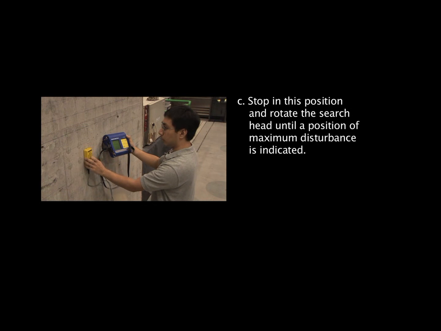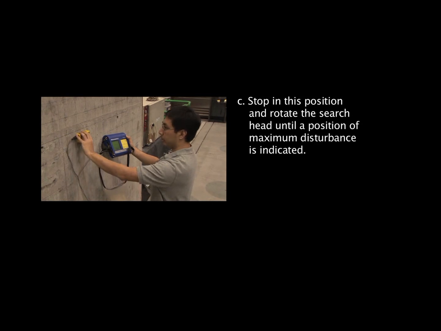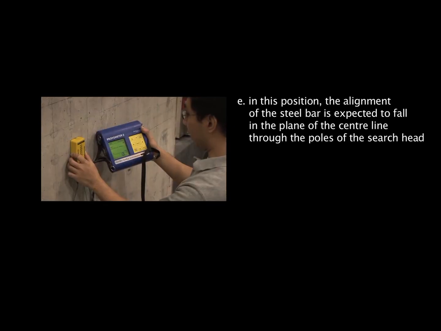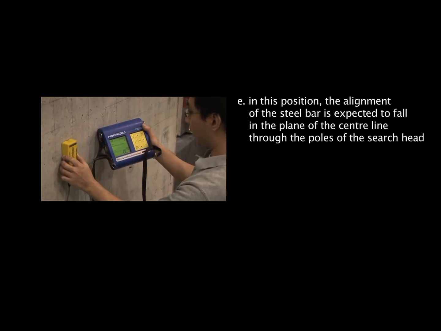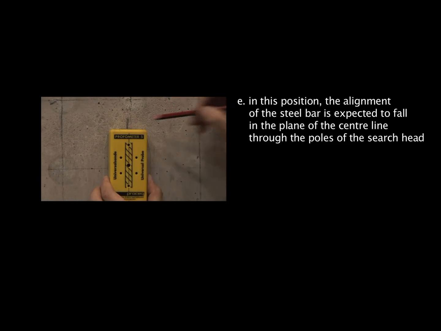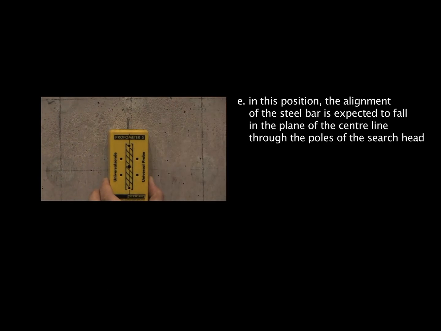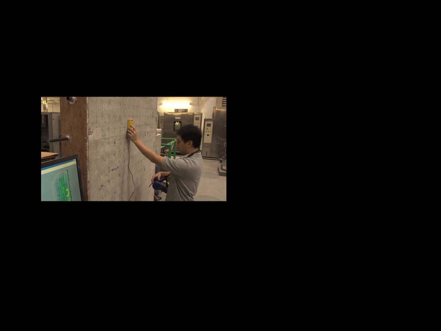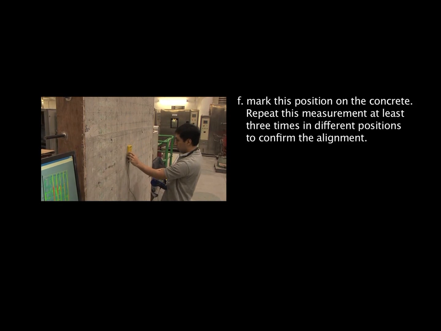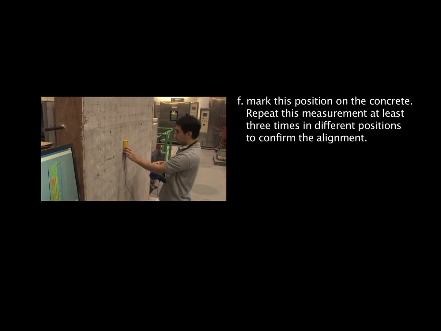C. Stop in this position and rotate the search head until a position of maximum disturbance is indicated. D. Read the indicated concrete cover if the bar size is known. E. In this position, the alignment of the steel bar is expected to fall in the plane of the center line through the poles of the search head. F. Mark this position on the concrete. Repeat this measurement at least 3 times in different positions to confirm the alignment.